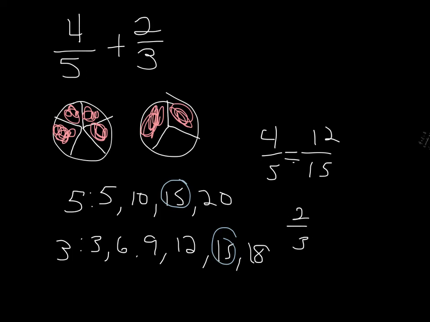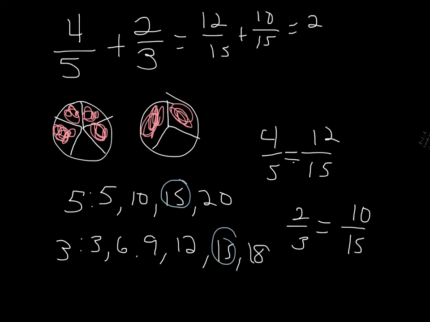2/3 is the same thing as 10/15, right? We multiplied the numerator and denominator by 5 on that one. And so this is really the same thing as 12/15 plus 10/15, which is 22/15. And I shouldn't be bothered by the improper fraction. It's really easy to fix. 22 divided by 15 is 1, and the remainder is 7. So I get 1 and 7/15. And that is how we add unlike fractions.